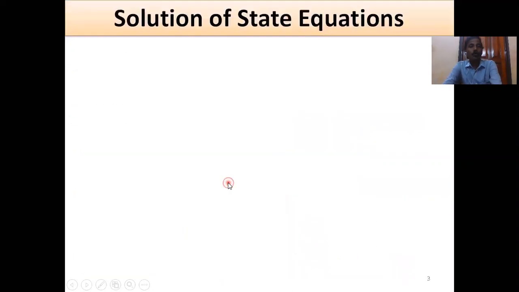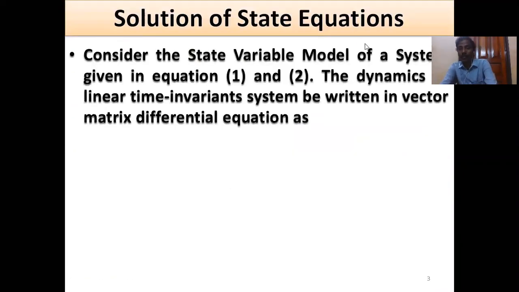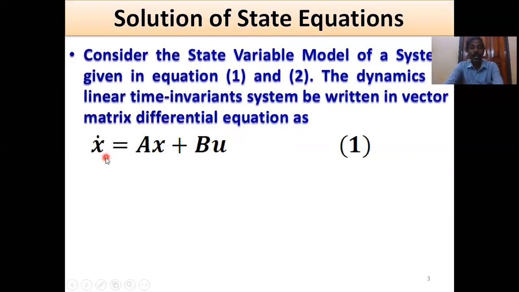So, solution of state equation. First, let us discuss the solution of the state equation. Consider the state variable model of a system given in equations 1 and 2. The dynamics of a linear time invariant system is written as vector matrix differential equations. So what is the state equation? Our state equation is x dot equals Ax plus Bu. This is also called the vector matrix differential equation, and this is also called the state equation.